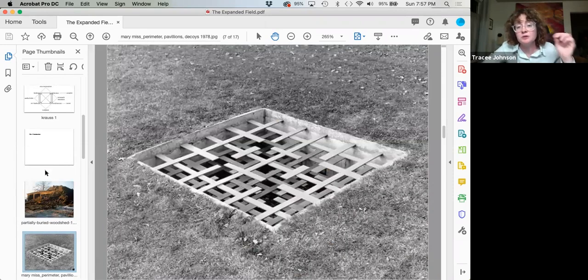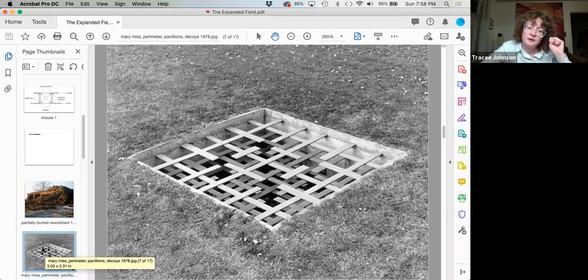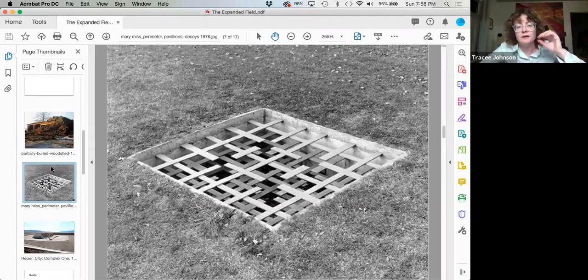Another example that she will talk about in the reading is by Mary Miss. You might remember we've actually looked at some of Mary Miss's work before, but this is early Mary Miss work. This is called Perimeter Pavilions and Decoys. I think it was created in 1978. And again, this is an example where landscape and architecture are merging. This is one part of the work, but you can see that, of course, there's architecture merged with the landscape here.